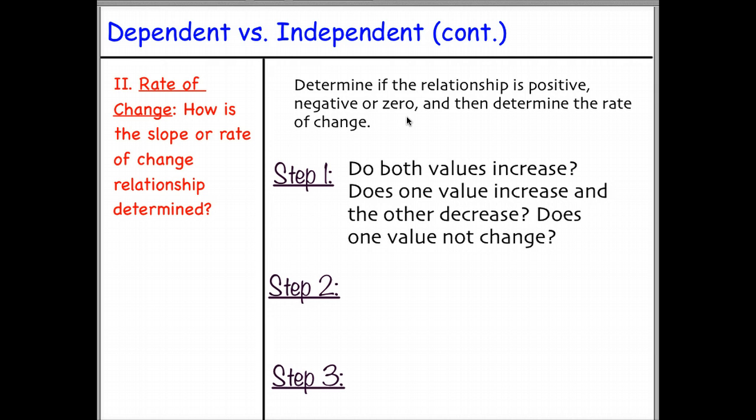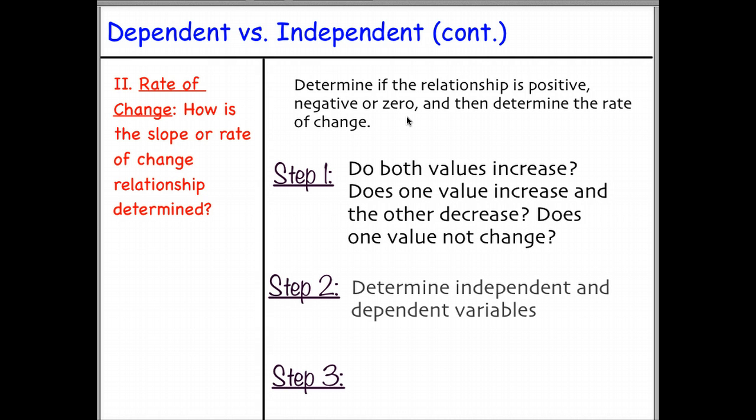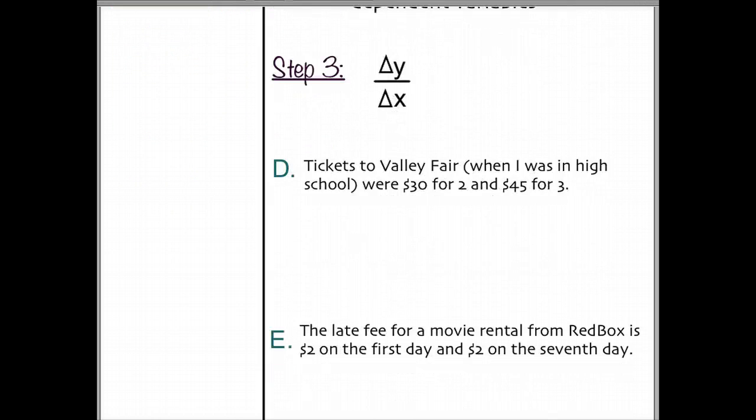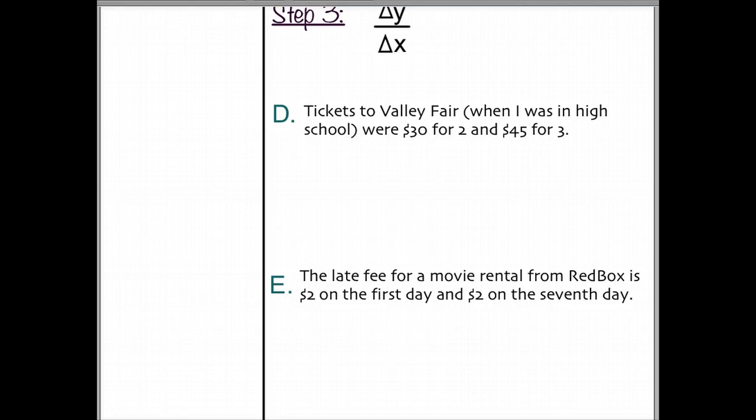The first step would be: do both values increase? Does one value increase and the other decrease? Does one value not change? So we're determining if the relationship is positive, negative, or zero in the first step. The second step is to determine independent and dependent variables, and then do the change in y over the change in x. This is kind of like what we've been doing the last few examples in the last video.